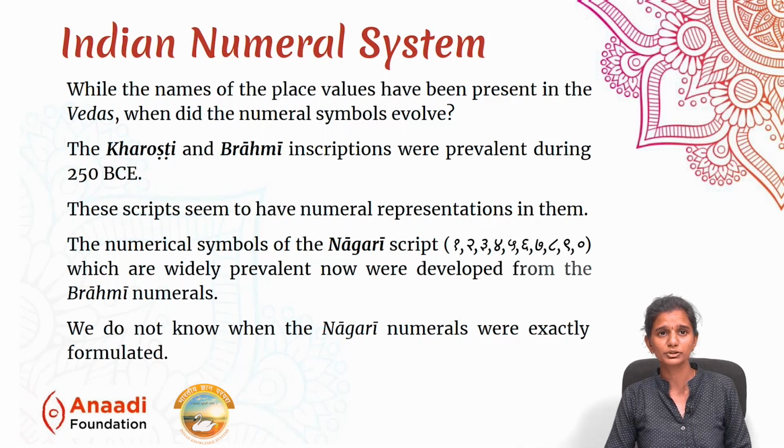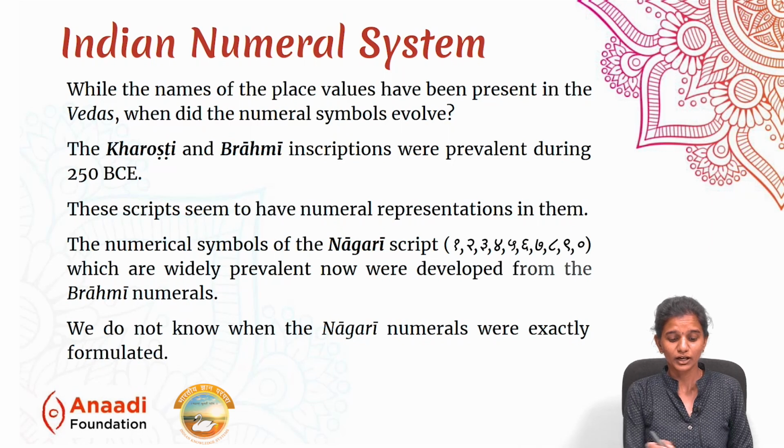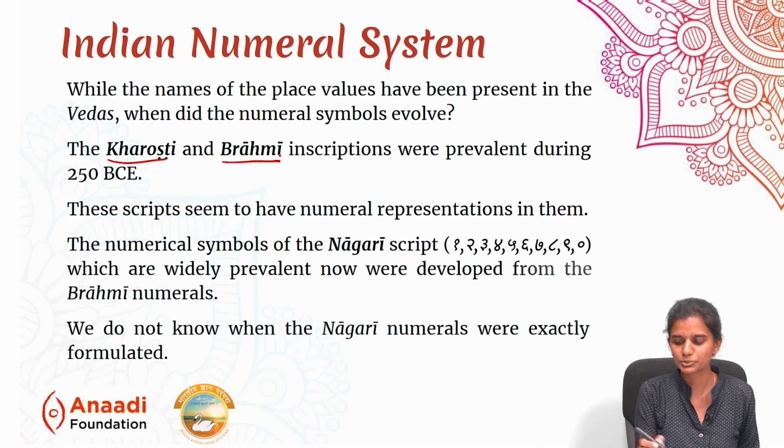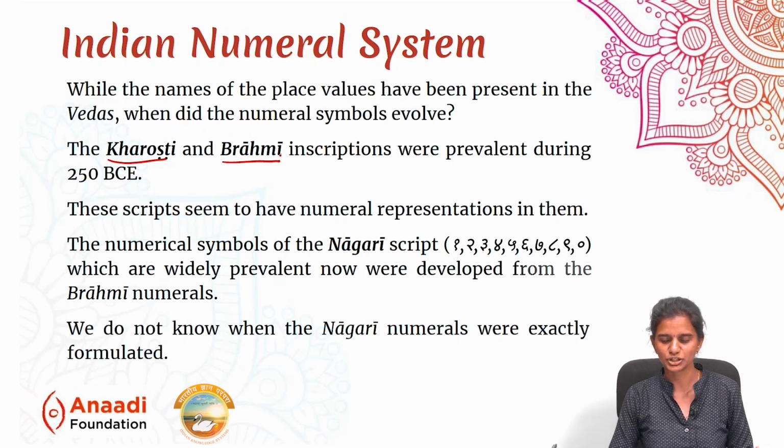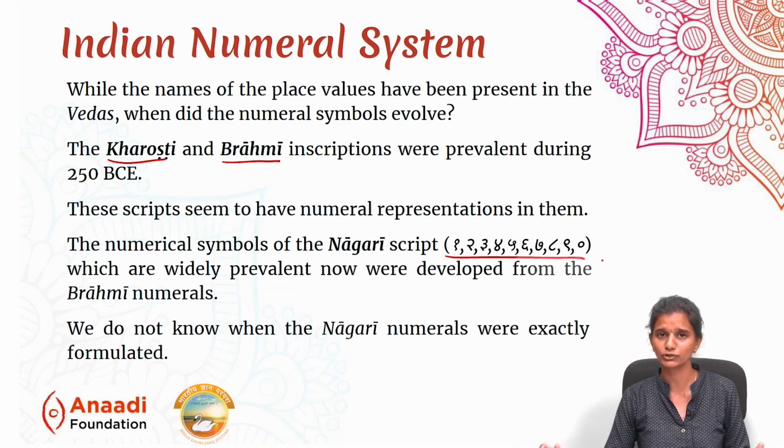These unique 10 symbols for number representation in the place value system, we do not know its exact origin in the written form. All we can say is that the Kharoshti and the Brahmi inscriptions were prevalent during 250 BCE. These scripts seem to have numeral representations in them. The numerical symbols for the Nagari script, these which are widely prevalent now, were developed from the Brahmi numerals. We do not know where the Nagari numerals were exactly formulated.